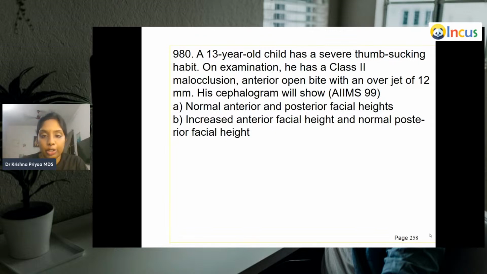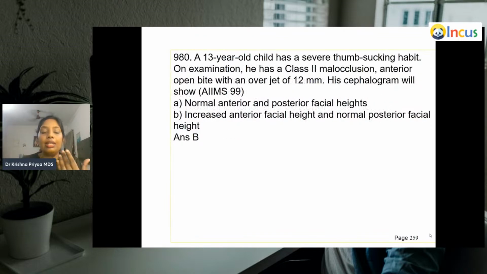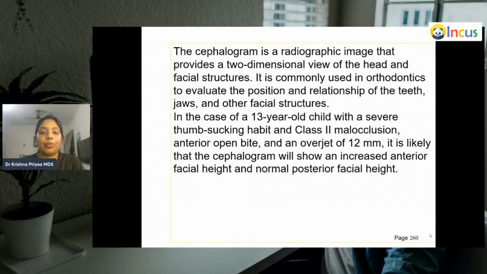His cephalogram will show normal anterior and posterior facial height, increased anterior facial height, and normal posterior facial height. So basically, since he has severe thumb sucking, his jaw would have gone down. That's why he has an open bite. When the jaw is going down, his anterior facial height would obviously be increased, and his posterior facial height will be normal. That is what the question is.